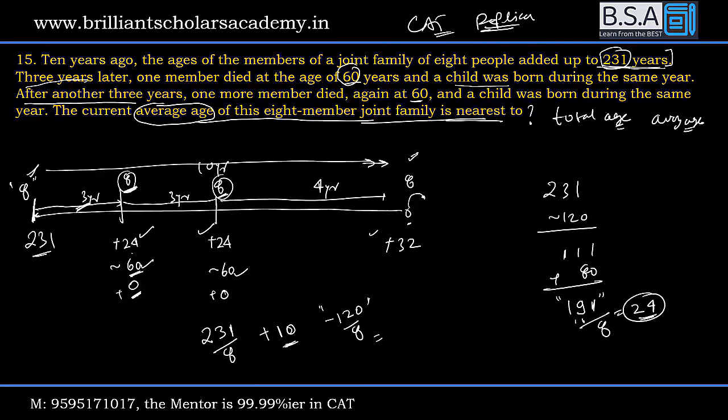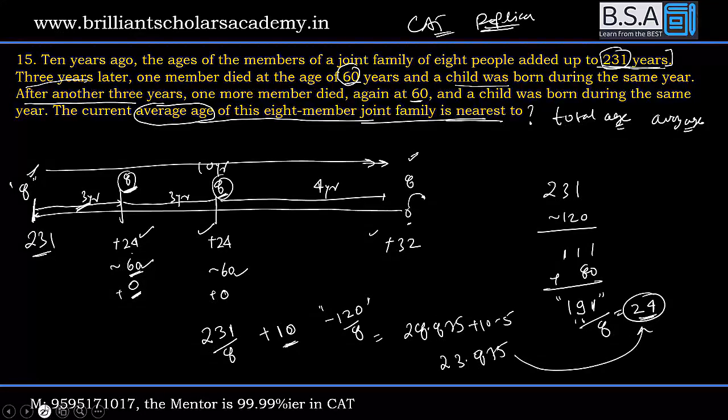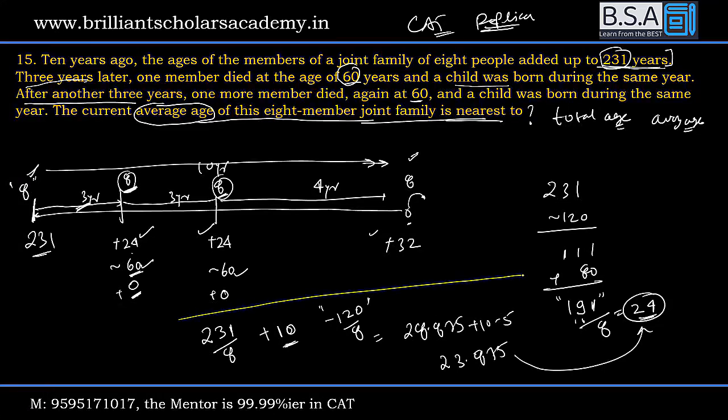231 by 8, that is 28.875, plus 10 minus 5. So you see your answer should be 23.875. So what number will you mark? You'll mark 24. Now what is this approach I'm applying here? What exactly is this method?